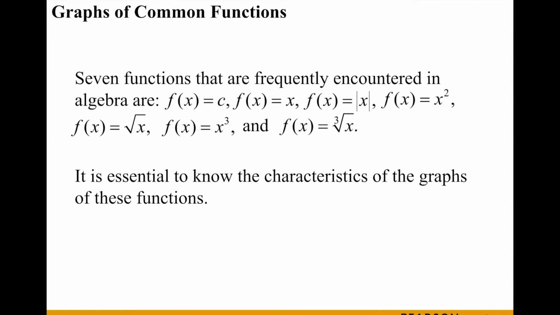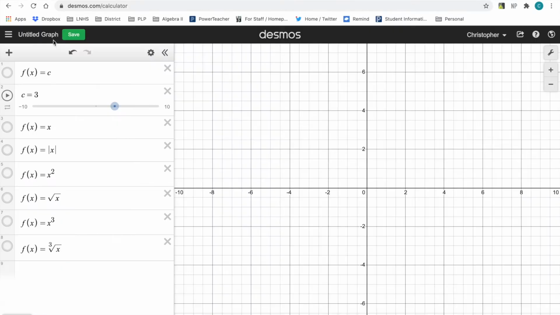It is essential to know these characteristics of the graphs of these functions. And when we're talking about characteristics, we're referring to the domain and range of the graphs, the intervals of increase, decrease, and constant for each of the graphs, and also any symmetry that each of these graphs might contain, either even, odd, or neither. The first one we're going to look at here is going to be the constant graph.